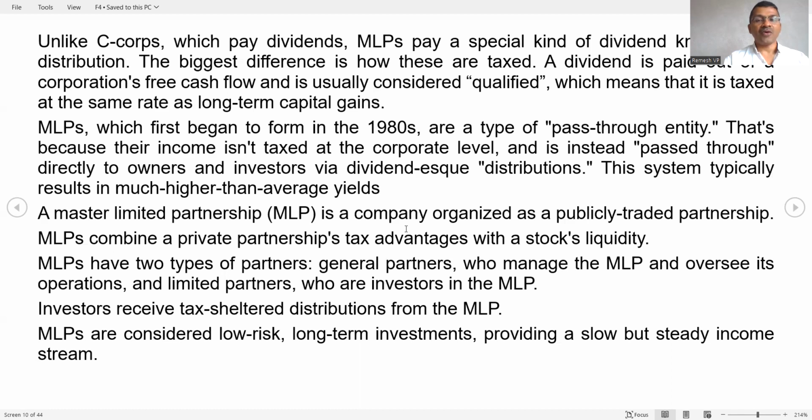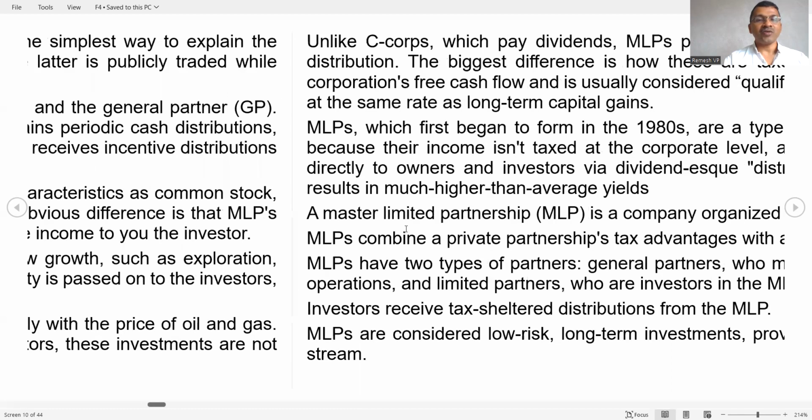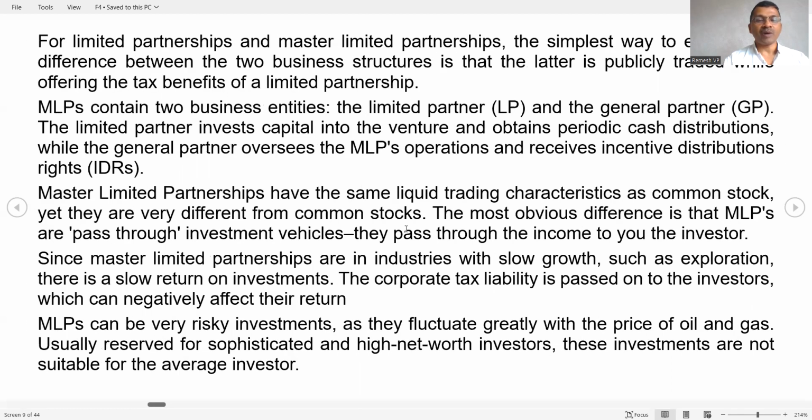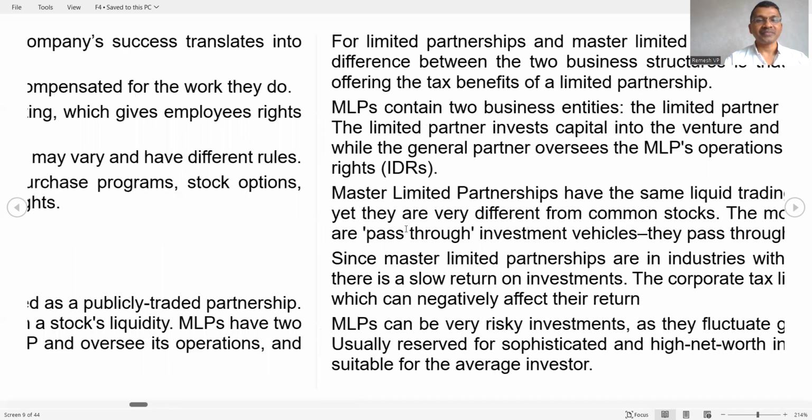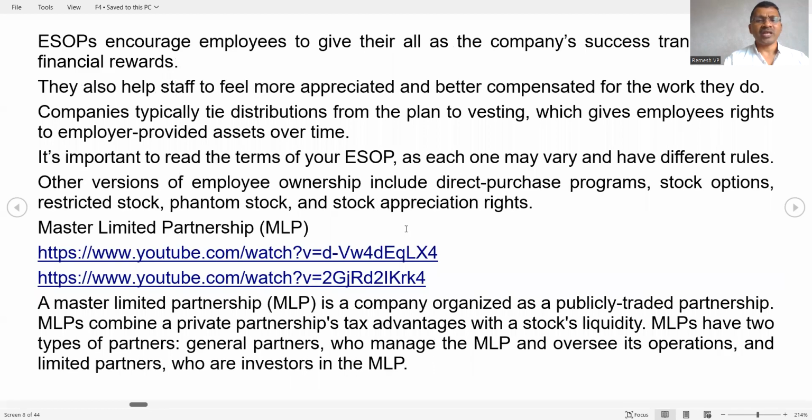There, the cash flow is distributed among the partners, and there are only income taxes. There are no corporate taxes. These are the advantages of master limited partnership. But one constraint is that they could only invest in properties or natural resources and energy fields like that. And it is mostly not seen much in India, mostly abroad in the US and such places.